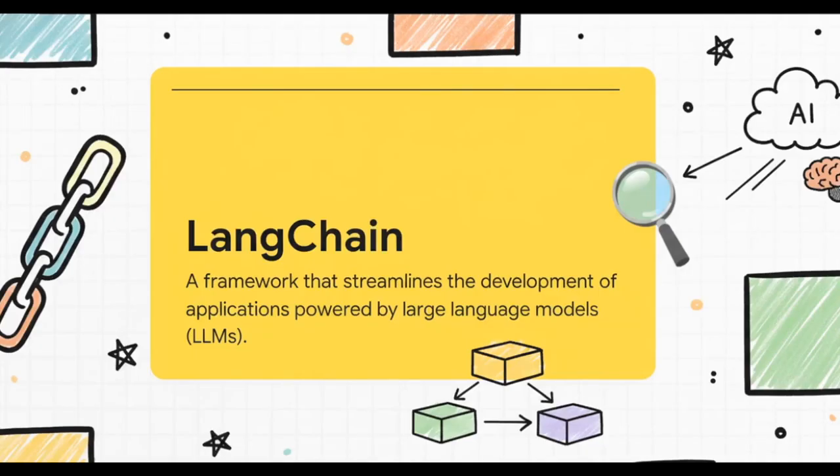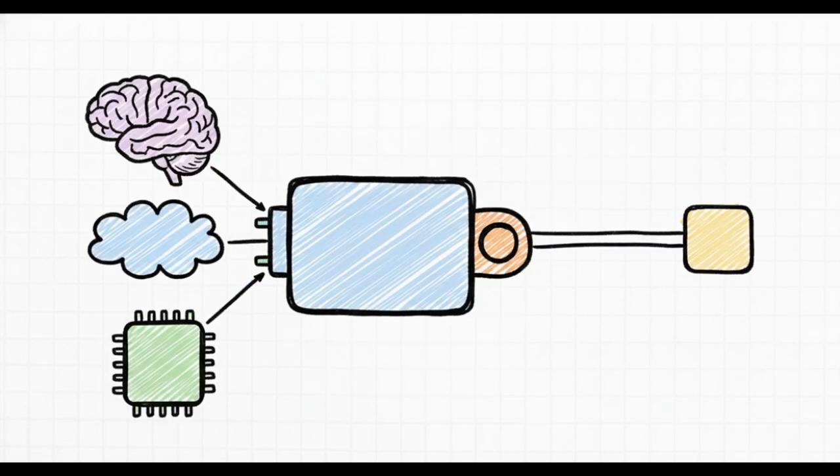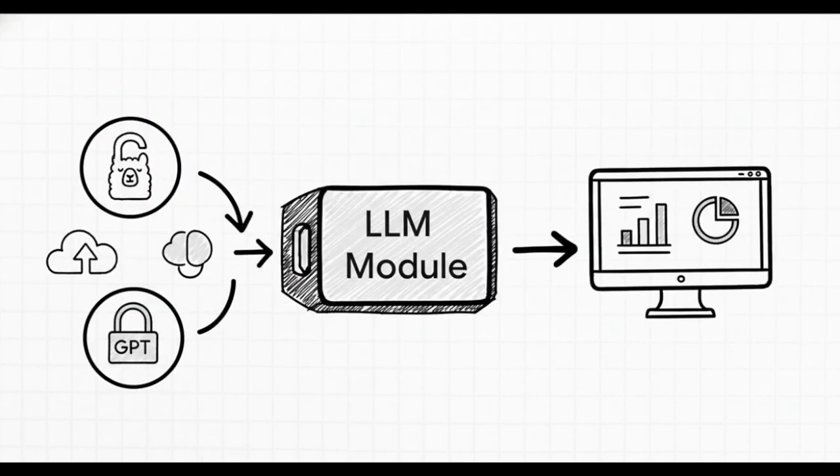So what exactly is LangChain? Think of it as a framework to streamline building apps with LLMs. Okay, let's look at the core building blocks. You got the LLM module, prompts, and chains. First up, the LLM module. It's basically a universal adapter for any language model out there. So you can easily swap models in and out. Think Llama 2 or GPT-4, doesn't matter.